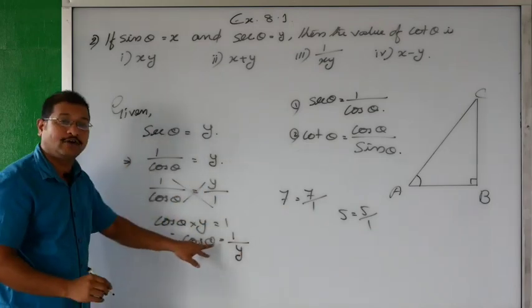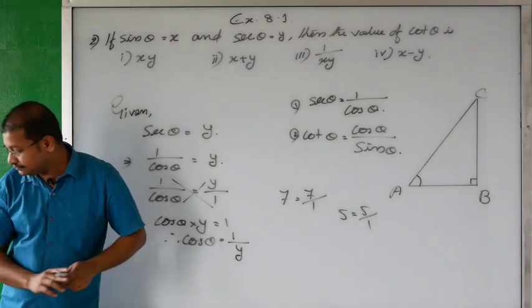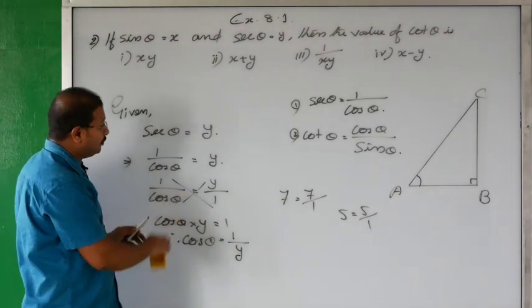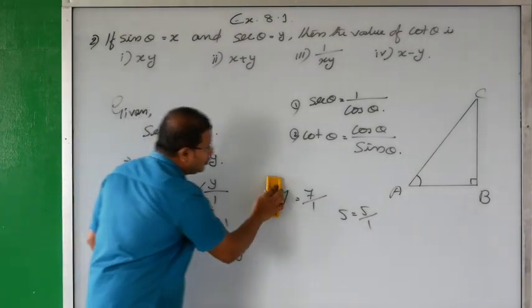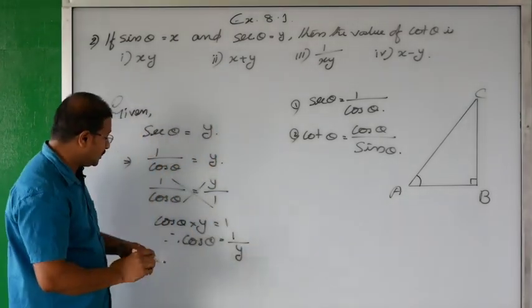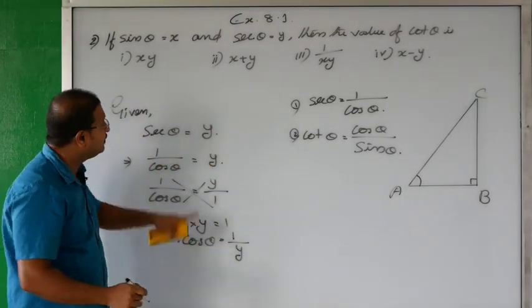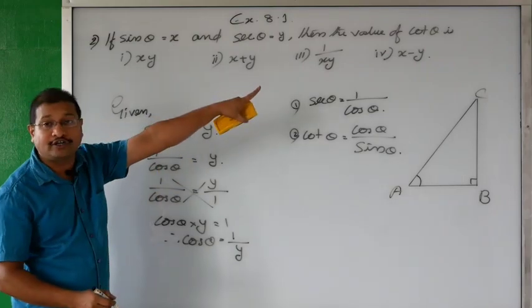Cos theta equals 1 by y. Ready? Now what you'll do? Okay, I need to erase all right here. Now, cos theta equals 1 by y. Now next one. We want to find out cot theta, isn't it?